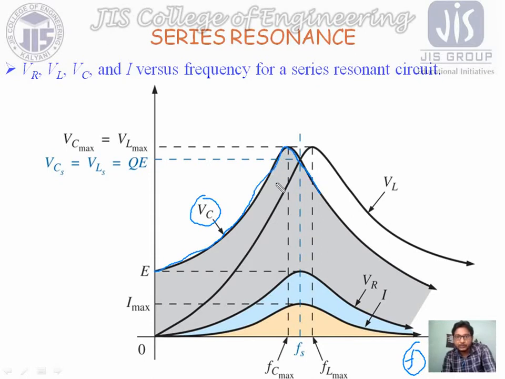Okay, so whenever we increase the frequency, the voltage across the capacitor increases, and after a certain value the voltage decreases again. Similarly for the inductor, if we start increasing the frequency, the voltage across the inductor starts increasing, goes to a maximum, and then reduces. And at the cross point of these two voltages, we obtain fs, the resonance frequency.